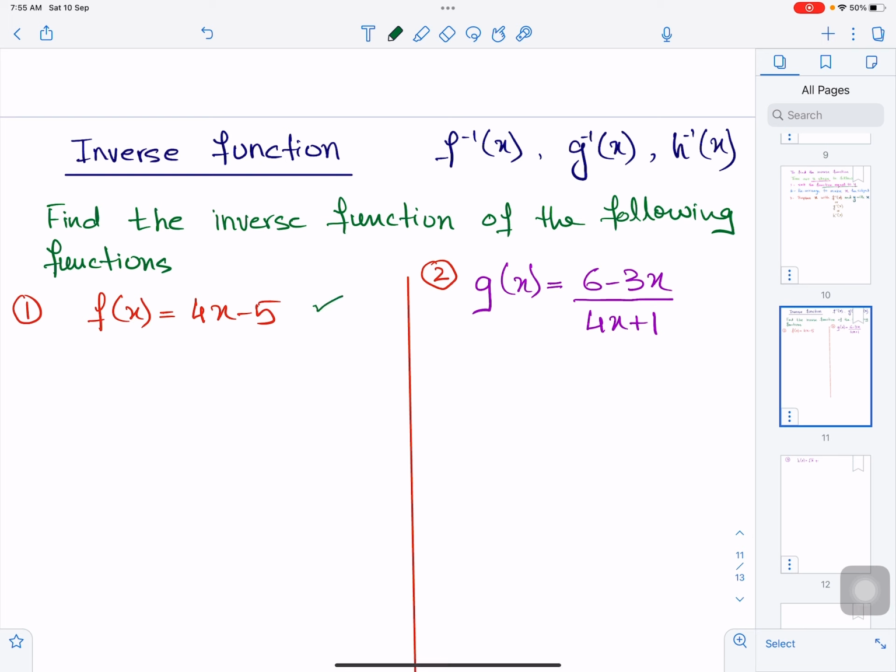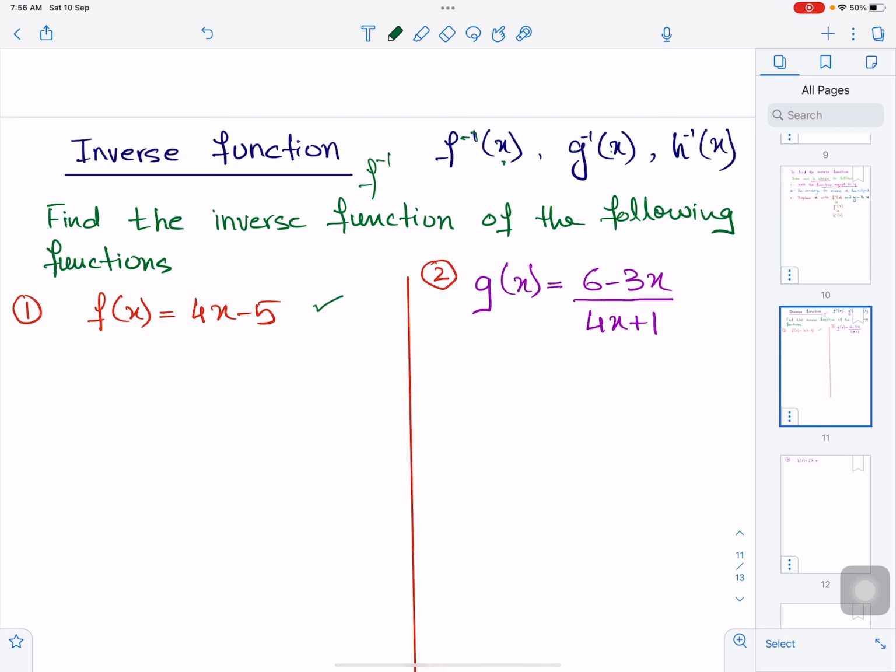I will apply that first step here. By the way, the inverse function notation is f to the power minus 1 of x, g to the power minus 1 of x, h to the power minus 1 of x. This is the notation for an inverse function. f, g, h are just the names of different functions.